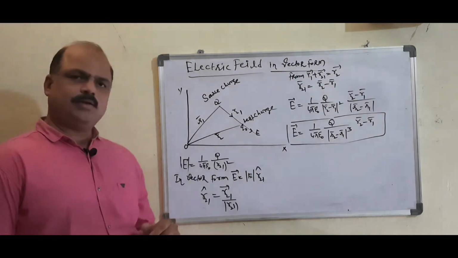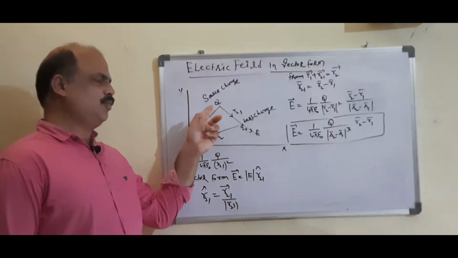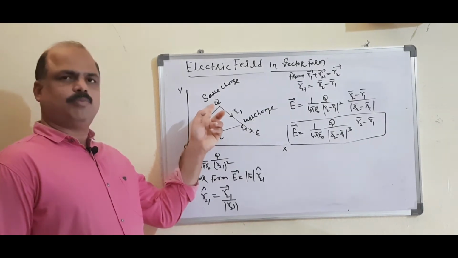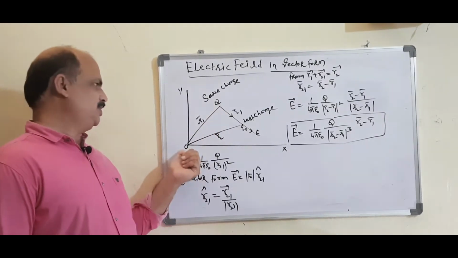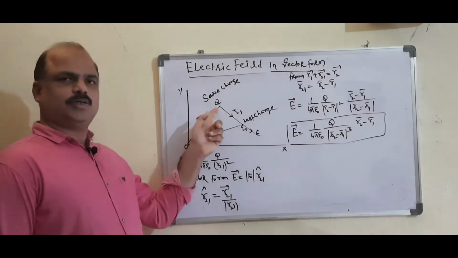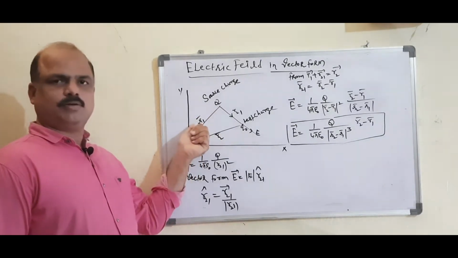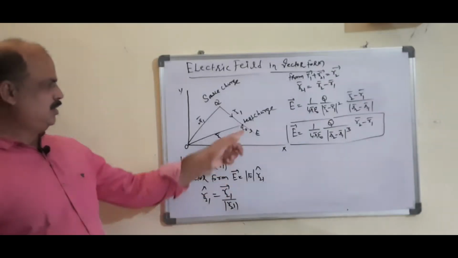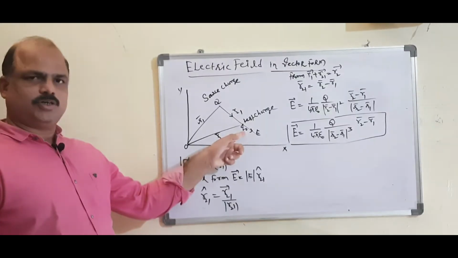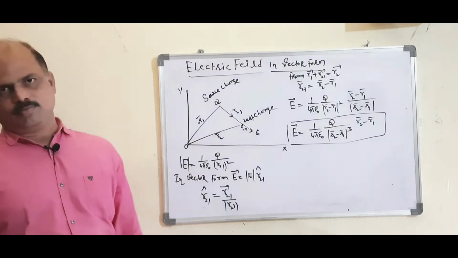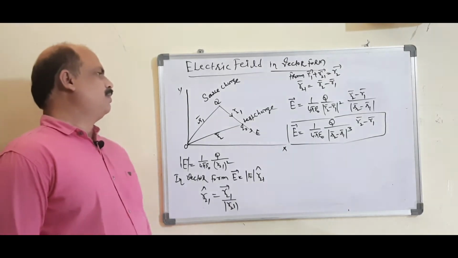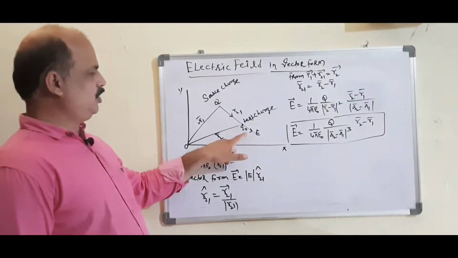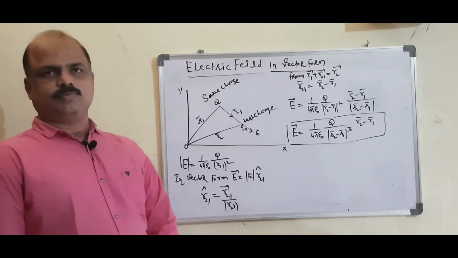So this is the xy plane. Let us consider a source charge, capital Q. The position of the source charge from the origin is at this position. The position vector of the source charge is R1 bar, and also there is a test charge Q naught placed. The position of the test charge from the origin is R2 bar, position vector, and R21 bar is the position of the test charge from the source charge.